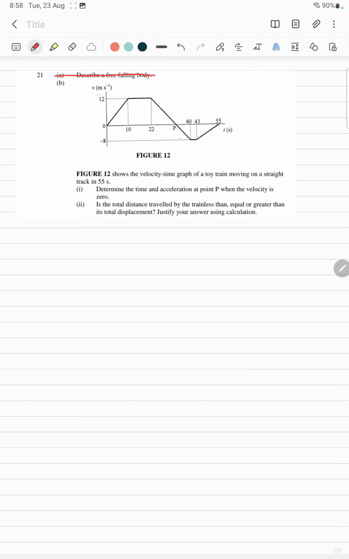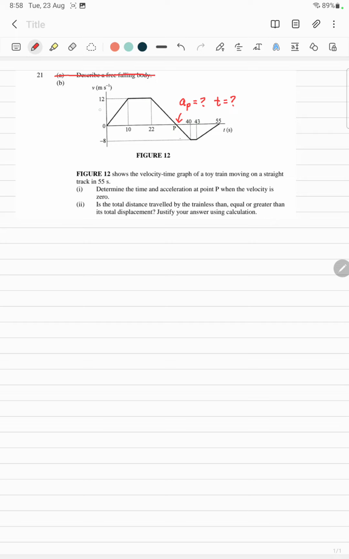So we are given a velocity time graph for a toy train moving on a straight curve in 55 seconds. For question 1, we want to determine the time and acceleration at point P when the velocity is 0. So at this point where the velocity is 0, we want to determine what is the acceleration at point P and also the time. Berapa masa dekat point P.